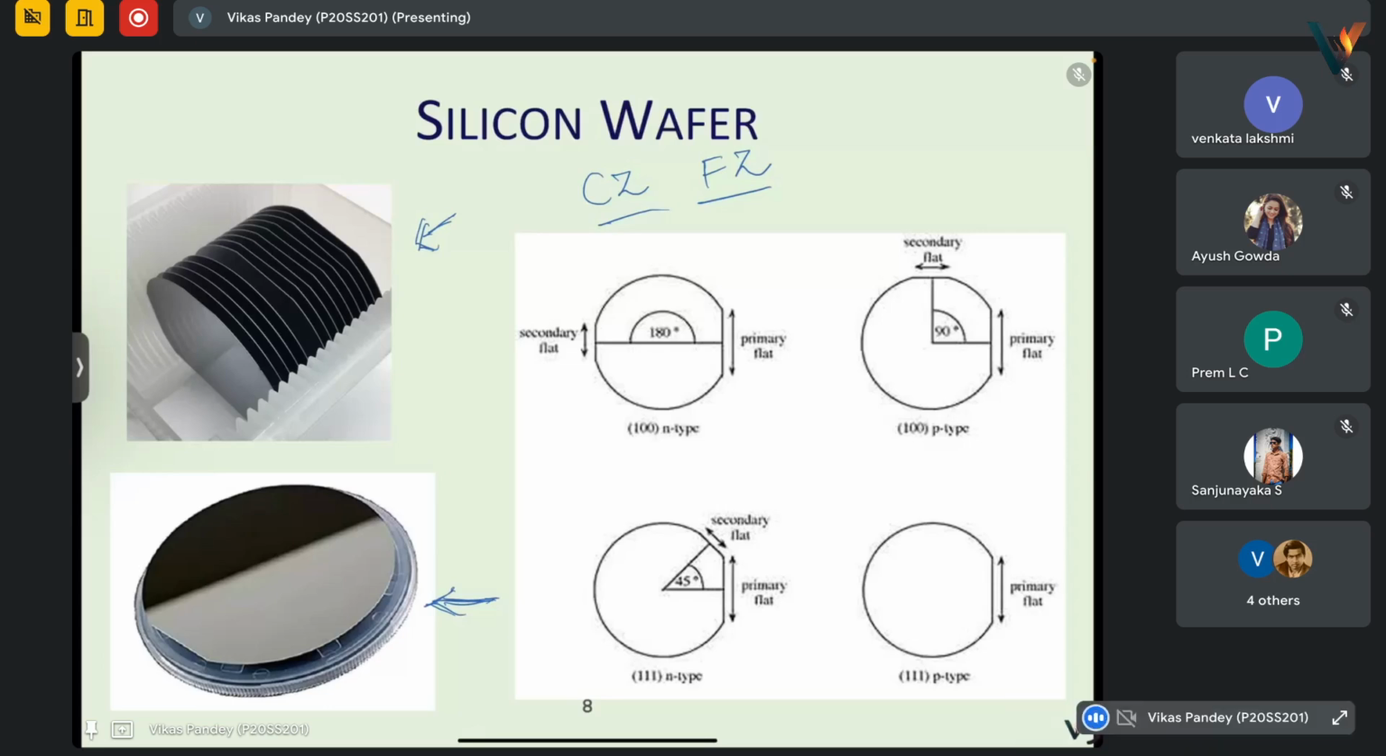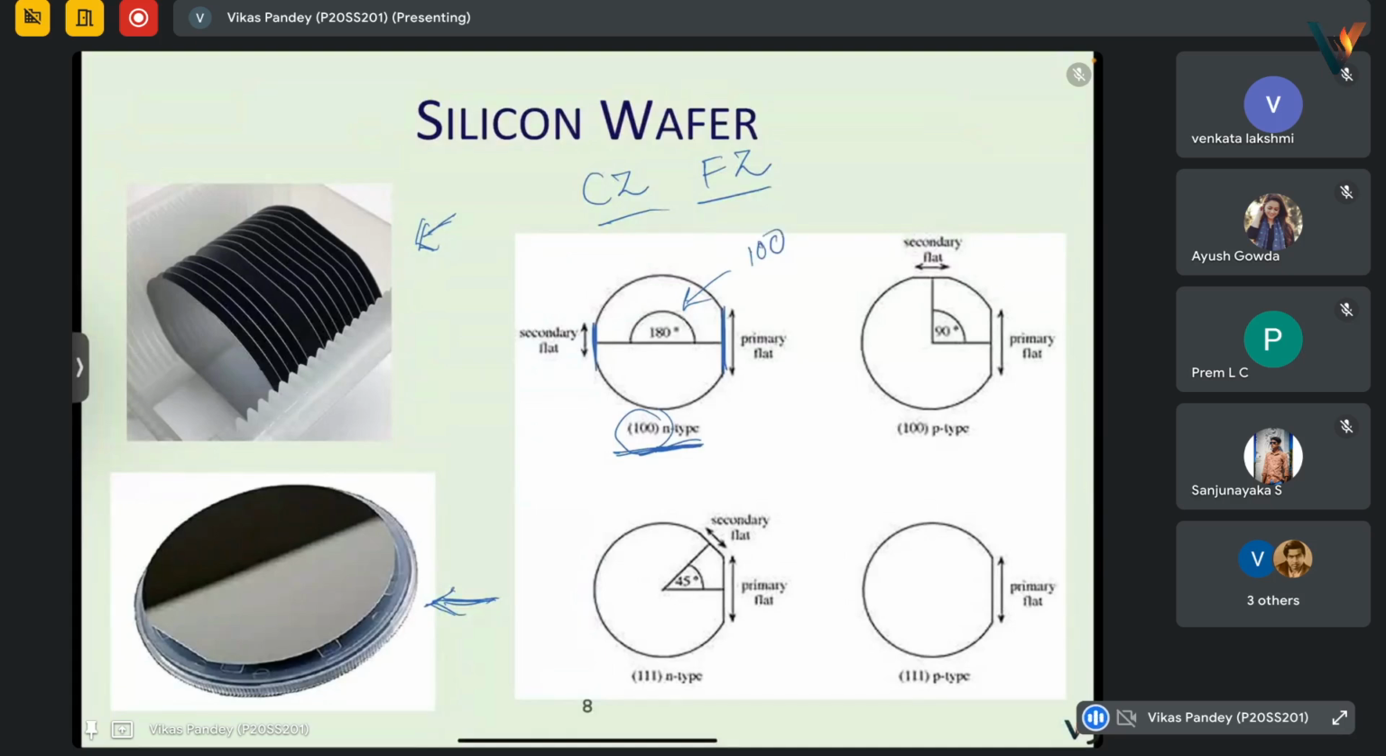So how do we identify its crystal orientation, that is, what is the top layer, and what is its doping? You take out this wafer. Certainly you don't touch it with your hands. You have to use gloves and tweezers to handle these wafers. First, if you see one big cut mark and one small cut mark, opposite to each other, then it will be an N type 100. 100 is the top surface. This will be 100.